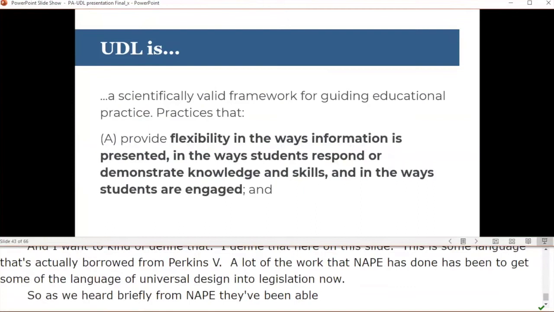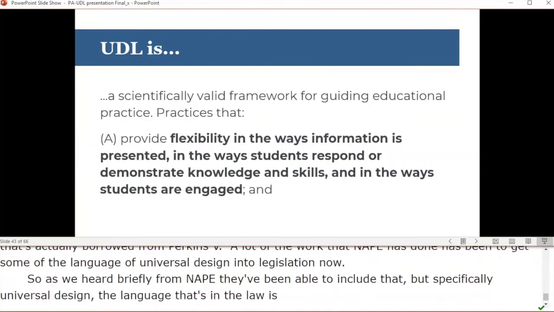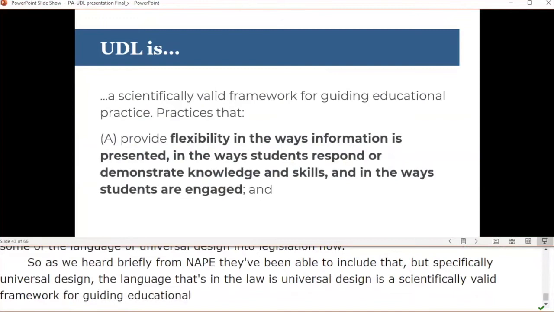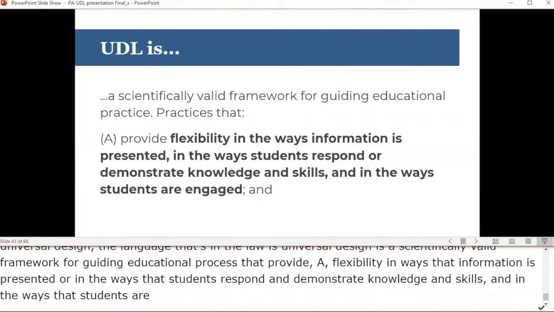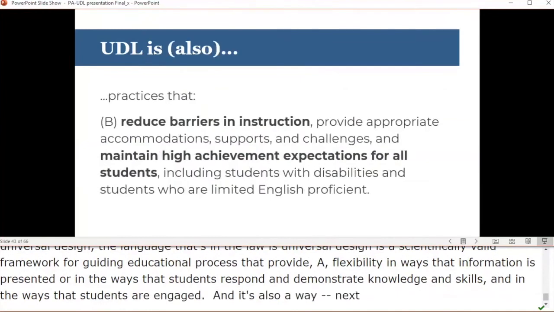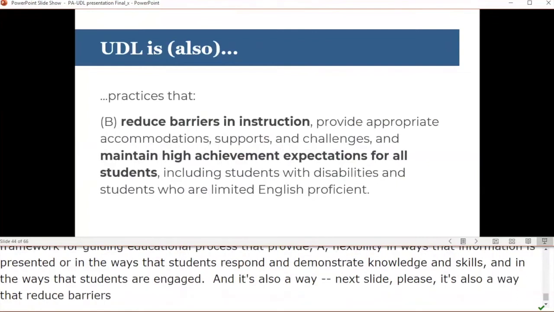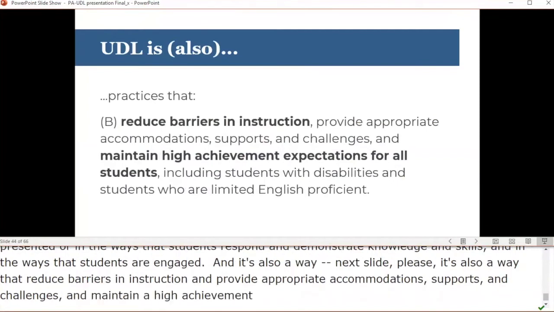But specifically, the language that's in the law is that universal design is a scientifically valid framework for guiding education practices. And it's practices that, A, provide flexibility in ways information is presented, or in the ways students respond and demonstrate knowledge and skills, and in the ways students are engaged. And it's also a way, next slide, please, to reduce barriers in instruction and provide appropriate accommodations, supports, and challenges, and high achievement expectations for all students, including students with disabilities and students who are limited English proficient.